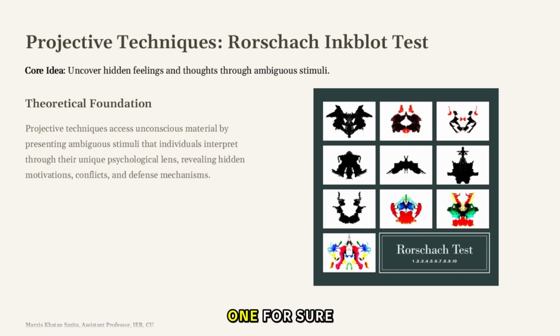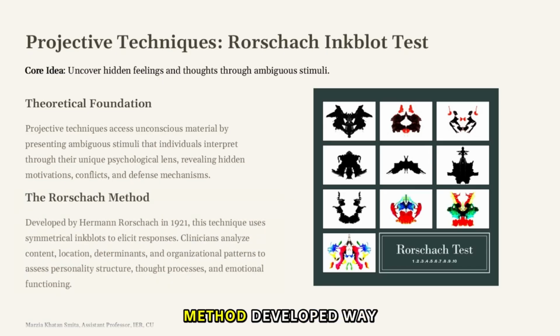The most iconic one? For sure, it's the Rorschach method, developed way back in 1921. Take a quick look at these symmetrical inkblots on the screen. What do you see? Is it a bat? Maybe 2 faces? The cool thing is, there is literally no right or wrong answer. By analyzing the content, the location, and the patterns of your response, clinicians can uncover hidden motivations, assess your thought processes, and evaluate your emotional functioning.